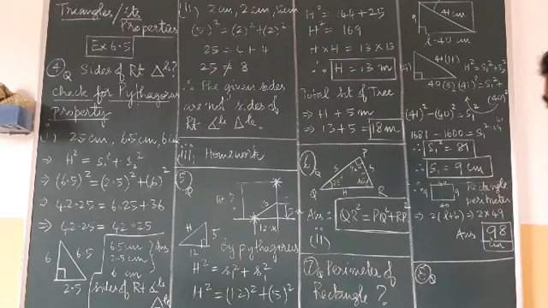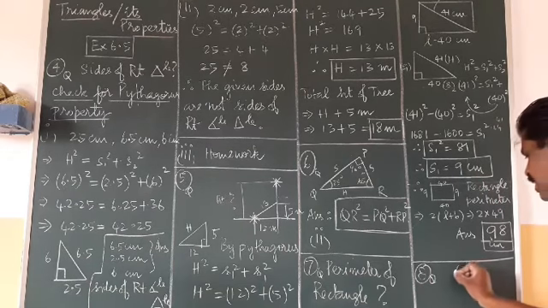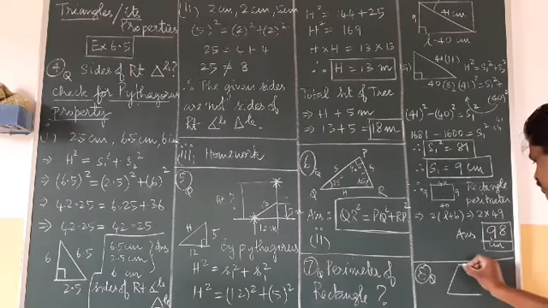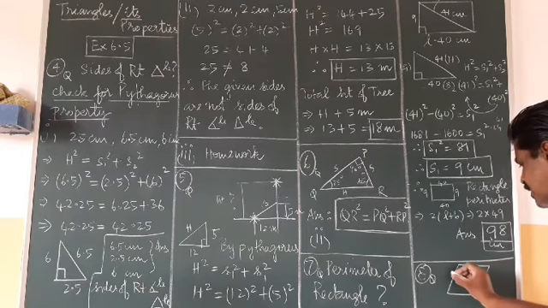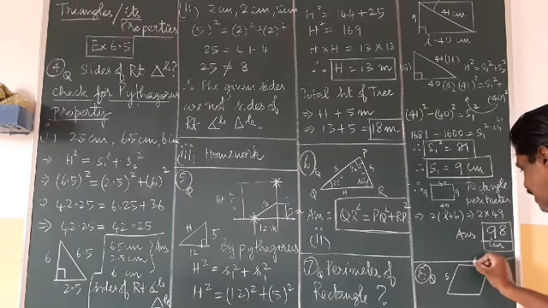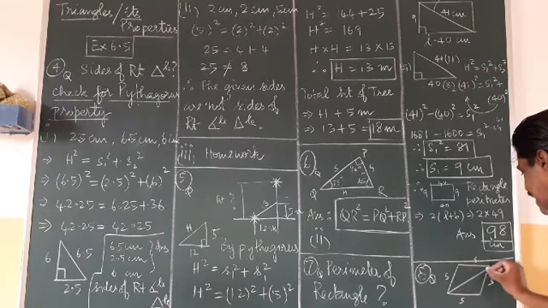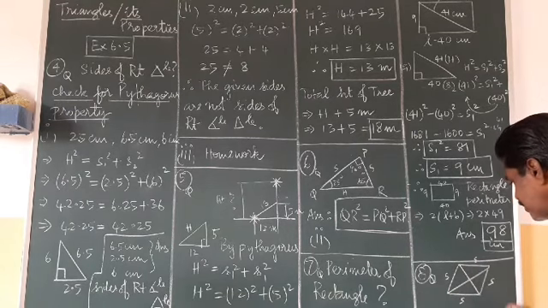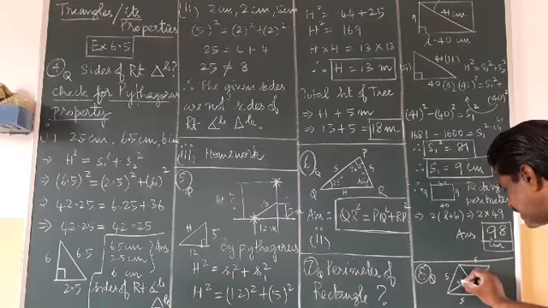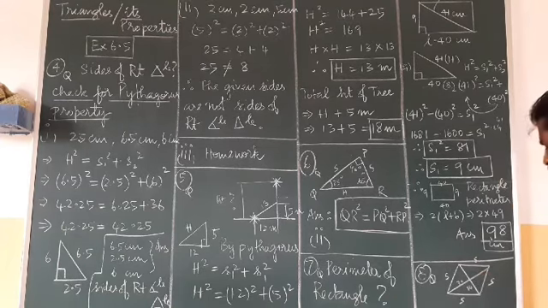8th question. They have given a rhombus. Rhombus means all the sides are the same. And they have given the diagonal lengths. One is 30, the larger one, and the smaller one is 16. They have given 16.